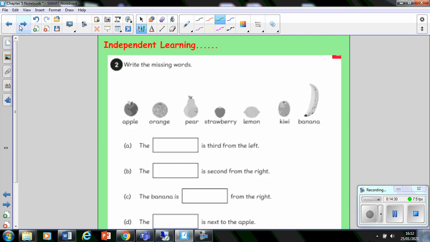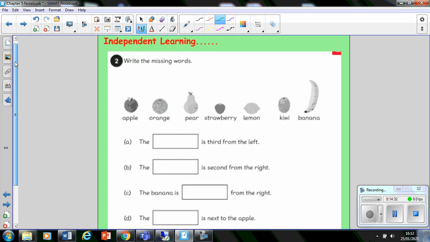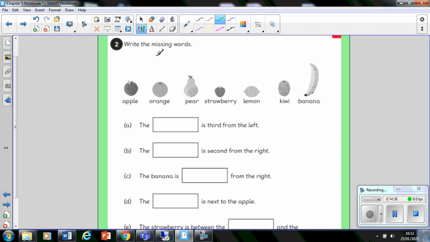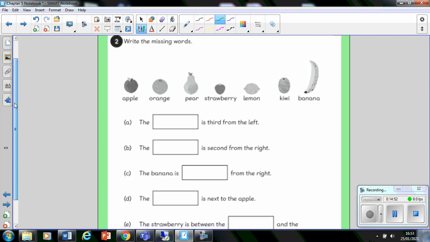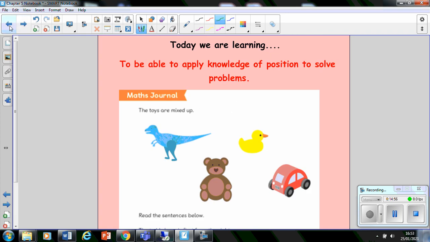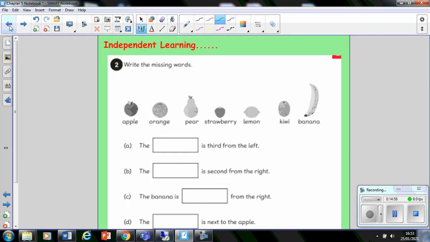Okay, you then come to a page that looks like this. Your adult or your learning partner will read you the question. It says write the missing words, and you've got a string of fruit here. Okay, and you answer the questions by writing which fruit is in which position from which direction. Okay, ask your adults to help you read the question, and then you come to the end of that session.